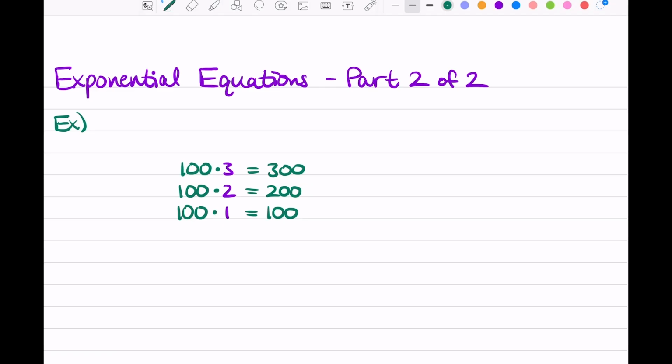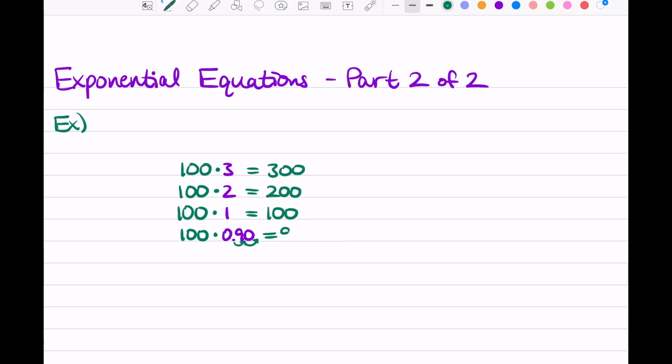Now what happens if we go the opposite direction? Let's say we multiply 100 by 0.90, so a number less than 1. If you multiply a decimal by 100, you can get the answer by moving the decimal 2 spots. So we would get 90. So we started with 100, and multiplying by 0.90 turned it into 90. So this would be decline.